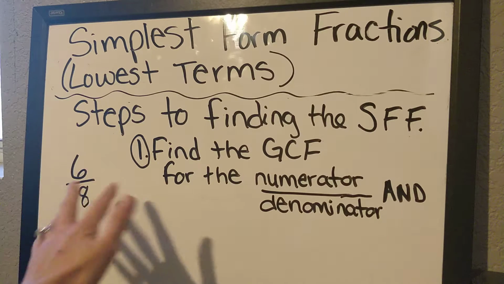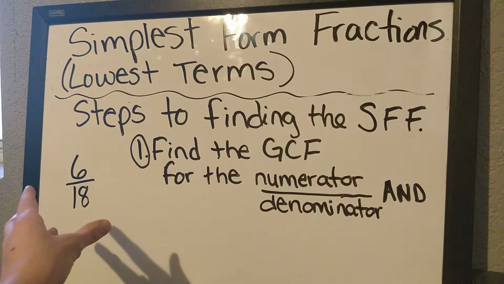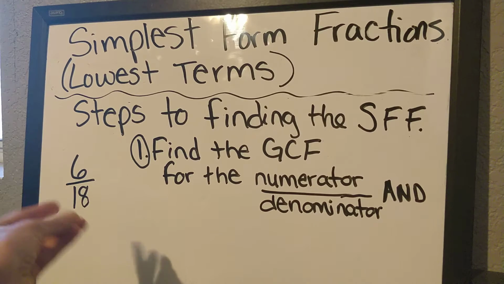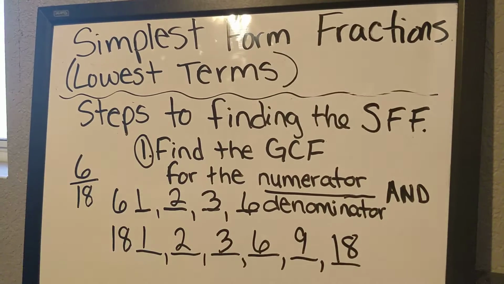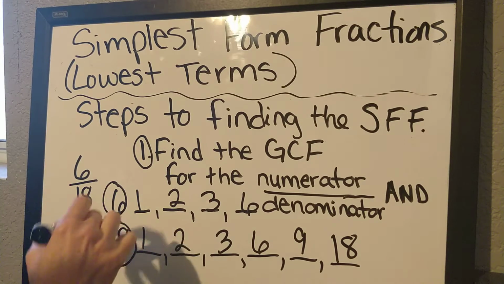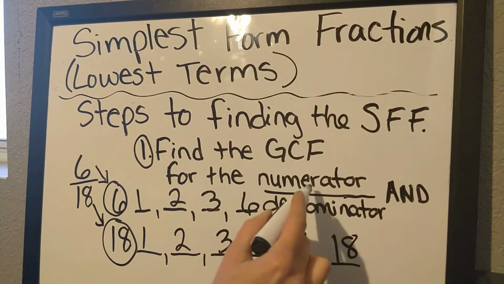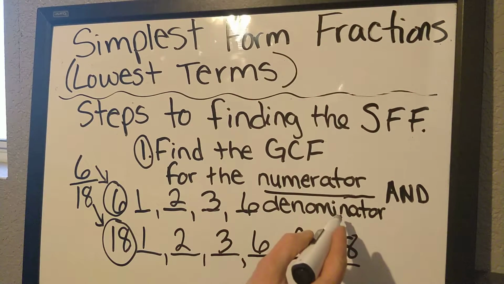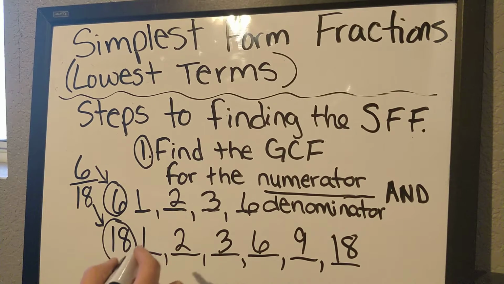So the lowest way you can write 6/18 to still represent how many pieces in a simpler way, you're going to need to list all the factors for 6 and 18. Go. Very good. So you're going to find your numerator factors and your denominator factors. For 6, we have 4 factors. For 18, we have 6 factors.